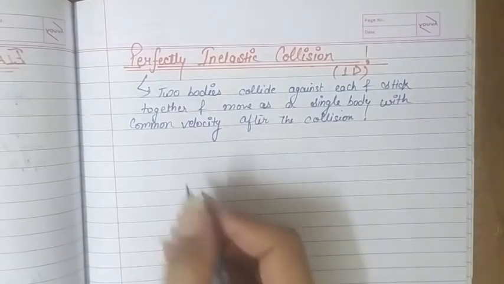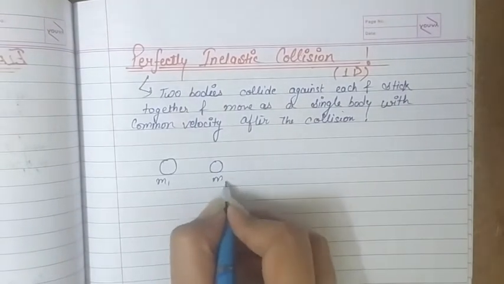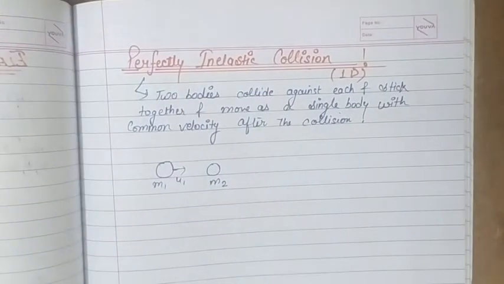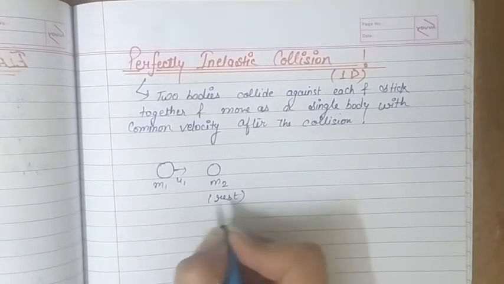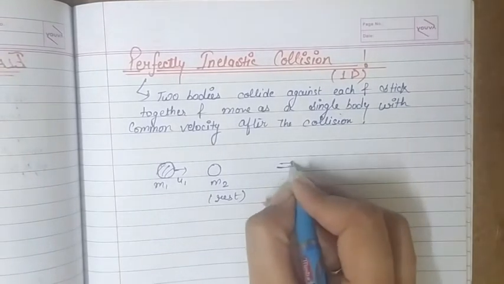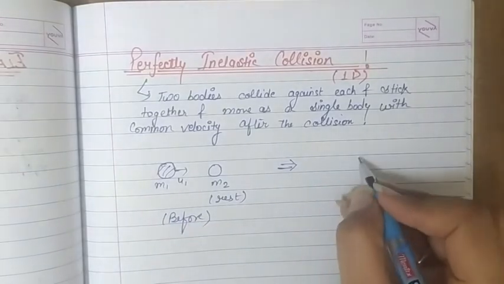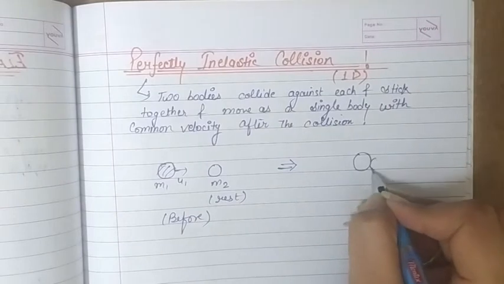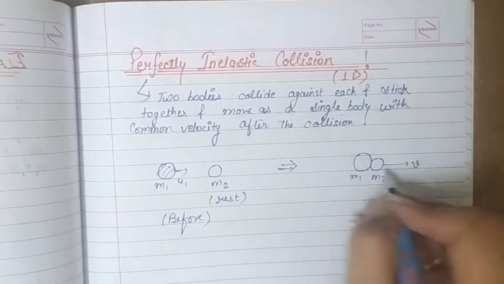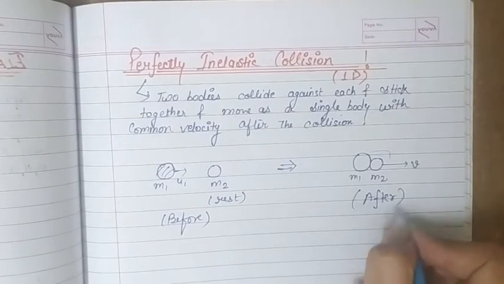Now the situation is, before collision we have two objects, and before collision they have some velocity. This particle m1 has some velocity u1 and m2 is at rest. That means the particle m1 is approaching m2. This is the situation before collision. And after collision they start moving together after sticking together like this, m1 m2, with some common velocity v. V is the common velocity of this whole system of the two bodies. This is the situation after collision, right?